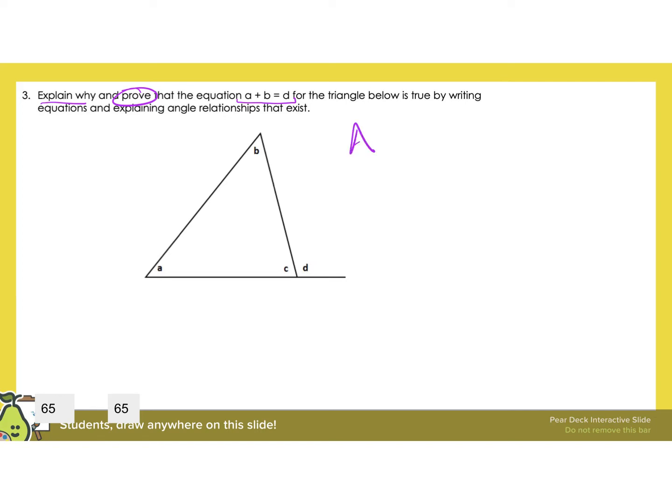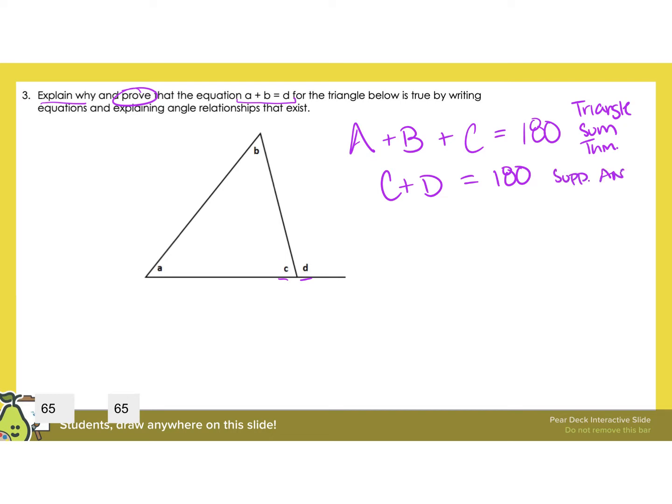I know that A plus B plus C equals 180 degrees. I know that because of the triangle sum theorem, okay? So I have to give my reason: triangle sum theorem. I also know that C plus D equals 180. I know that because of the supplementary angles theorem, okay?